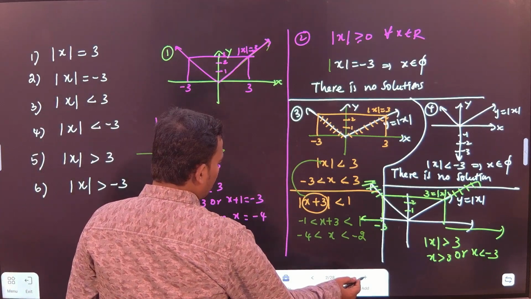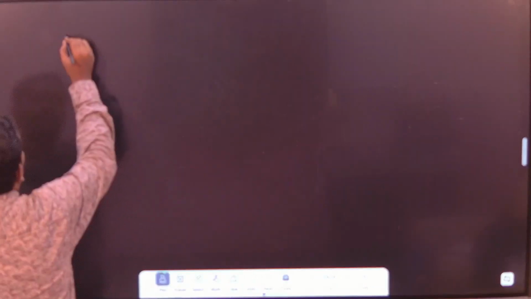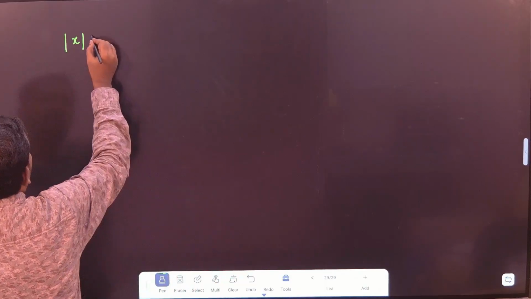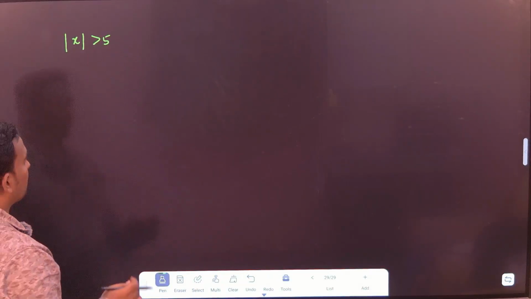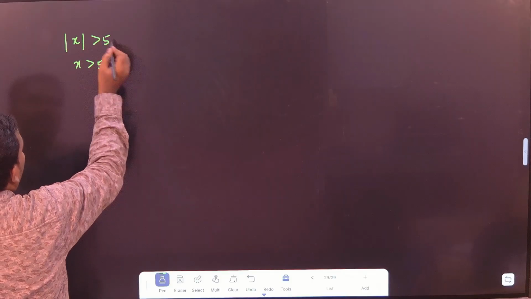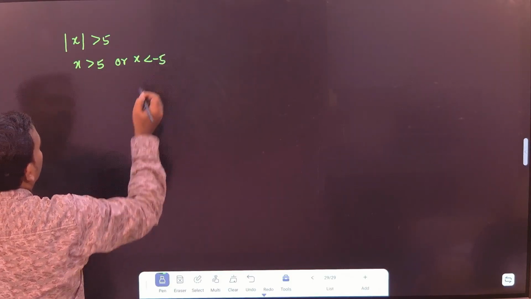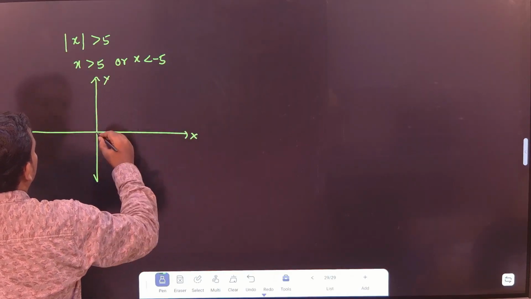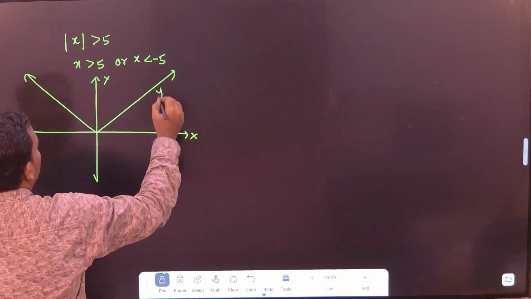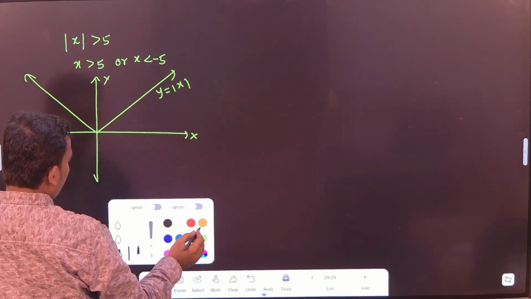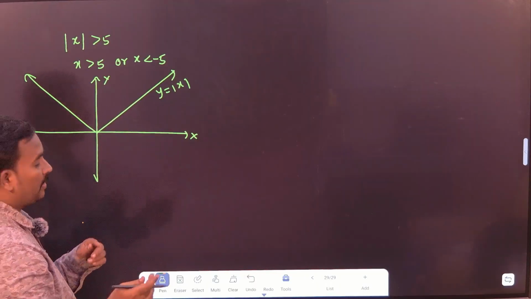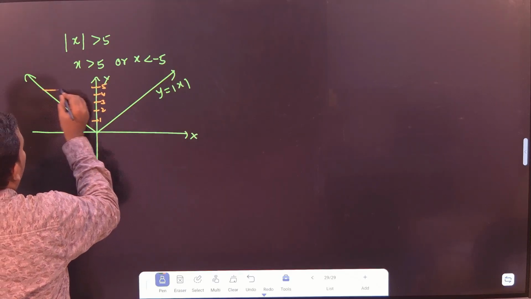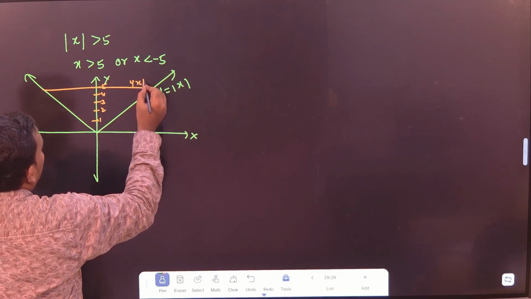So, let me take one example here. Suppose you have mod x greater than 5. So that means x should be more than 5 or x should be less than minus 5. Clear? You can see this is your x axis, this is the y axis, this is your mod x graph, y is equal to mod x. But what is required actually is more than 5. Let's take 1, 2, 3, 4, 5. So that means the mod x here is 5.